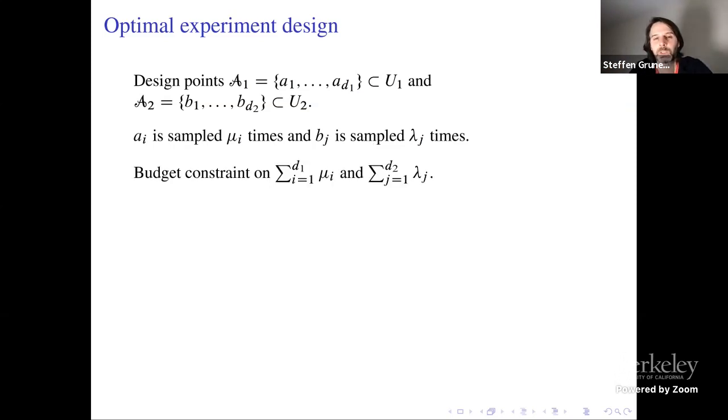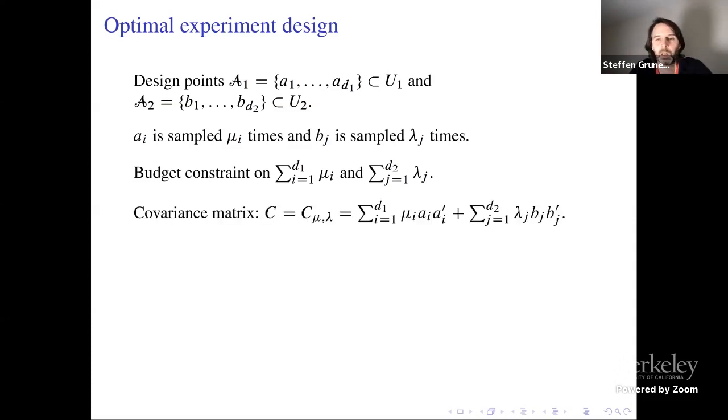Generally, you have budget constraints, otherwise this whole optimal experiment design is quite boring. So you will have upper bounds on the sum of the mu i's and upper bounds on the sum of the lambda j's. I'm not allowing here any passing of budget. So if you don't use budget in epoch 1, you can't use it in epoch 2. The covariance matrix that corresponds to the estimator is simply a weighted sum of the outer products, mu i times the outer product of ai, lambda j times the outer product of bj.